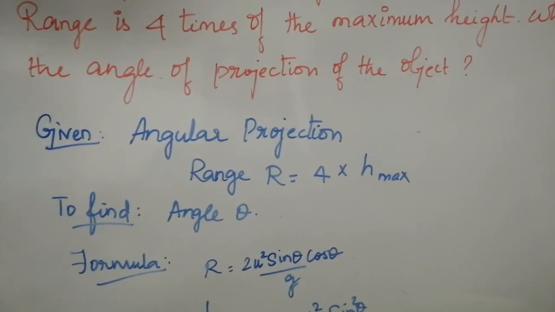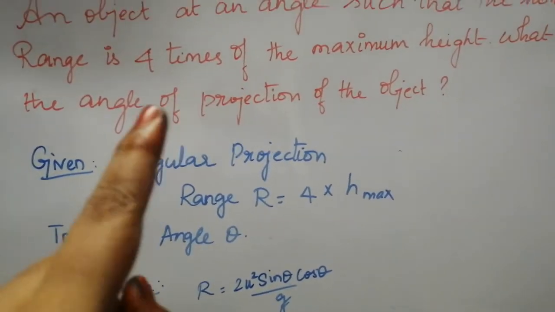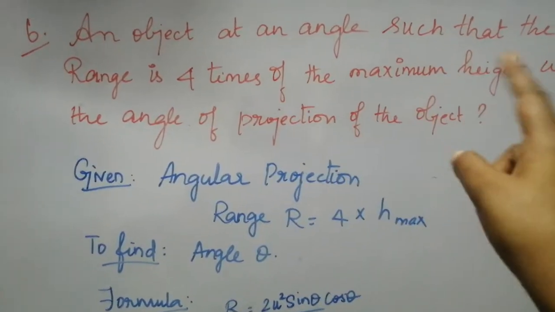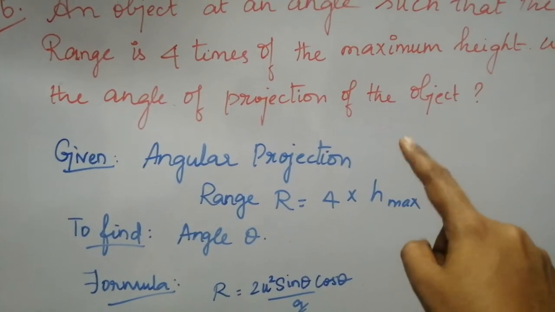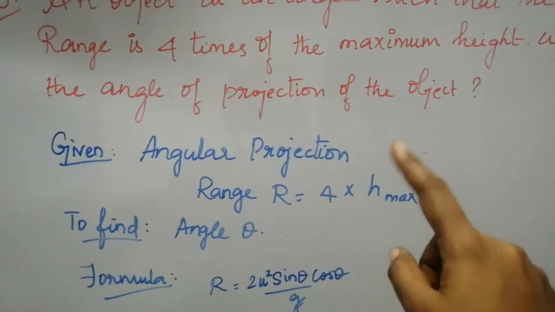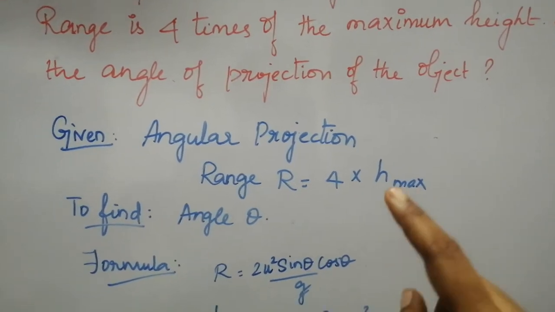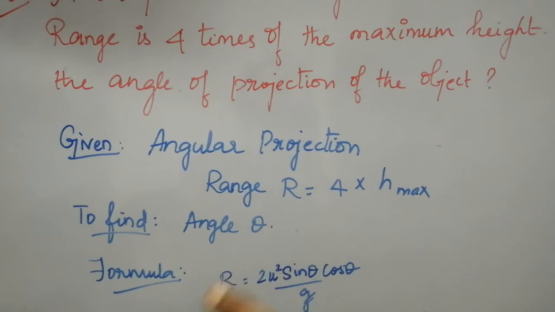Given this is angular projection, what is the thing they have given? Only that the range is 4 times the maximum height. So range R is 4 times the maximum height, h max. Only this is given, and we have to find the angle theta.